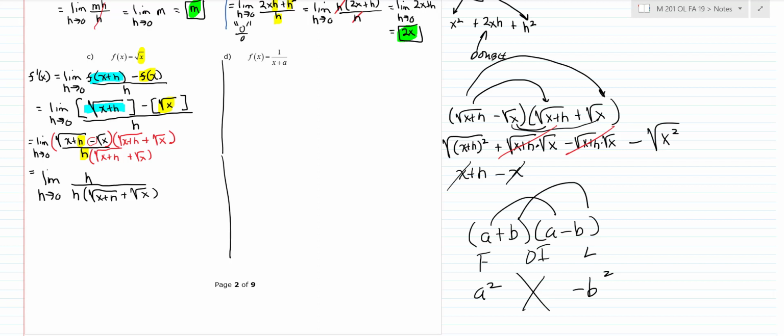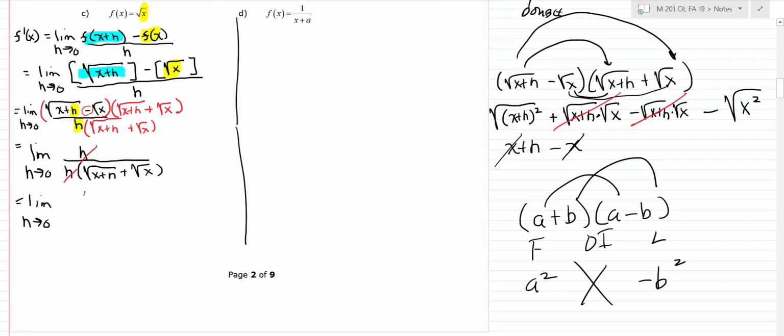Okay, so over here what happens? The h's cross out. Write what you're left with. So we're left with the limit as h goes to 0 of 1 over square root of x plus h plus the square root of x. Now you're ready to replace the h with 0. And if you do that, you can do this in your head. It's just square root of x plus square root of x. Those are like terms. You have 2 of those, so you would get as an answer 1 over 2 times the square root of x.